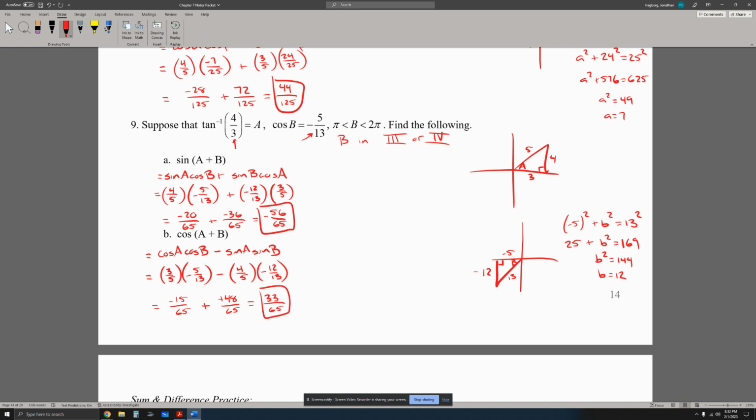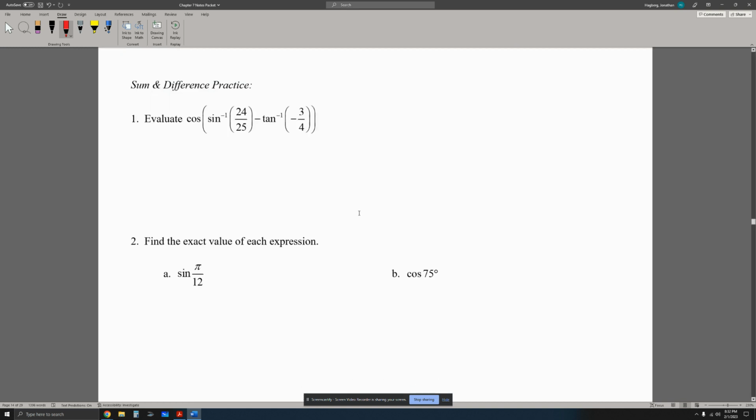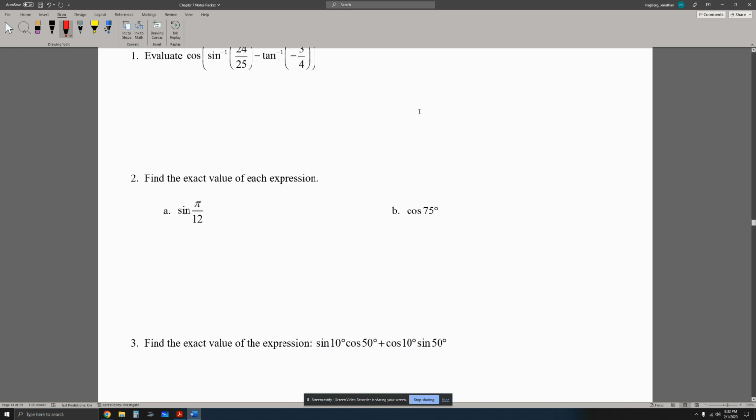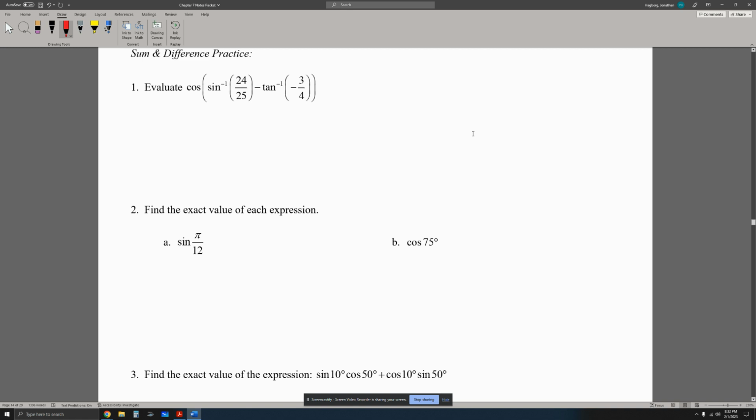Okay. All right, let's go ahead and flip the page. Last page here. So we have sum and difference practice. Evaluate the cosine of the inverse sine of 24/25 minus the inverse tangent of negative 3/4.